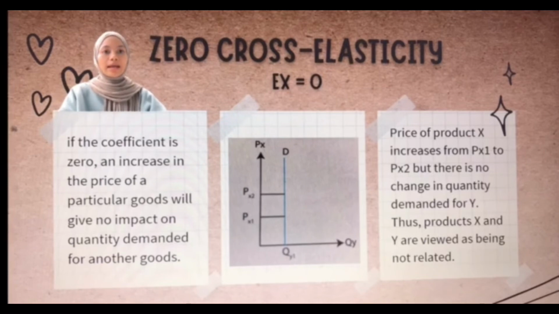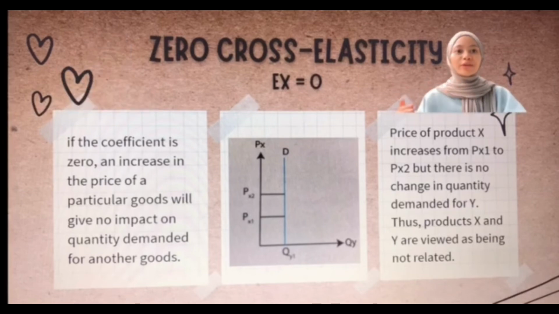It means an increase in the price of a particular good will give no impact on quantity demanded for another good. If we look at the graph, we can see that the price of product X is actually increased from PX1 to PX2, but there is no change in the quantity demanded for Y. Thus, products X and Y are viewed as being not related.